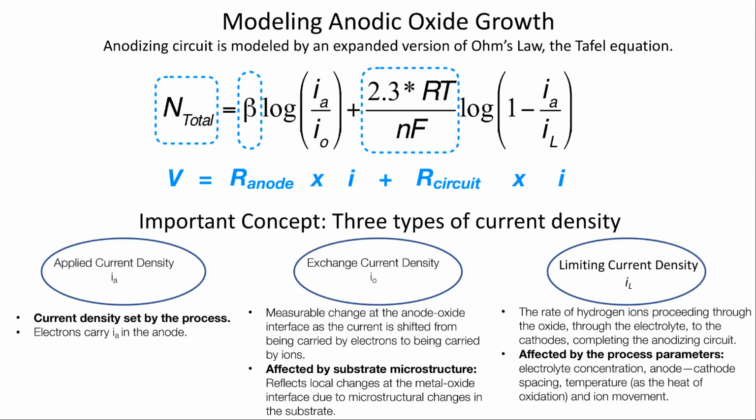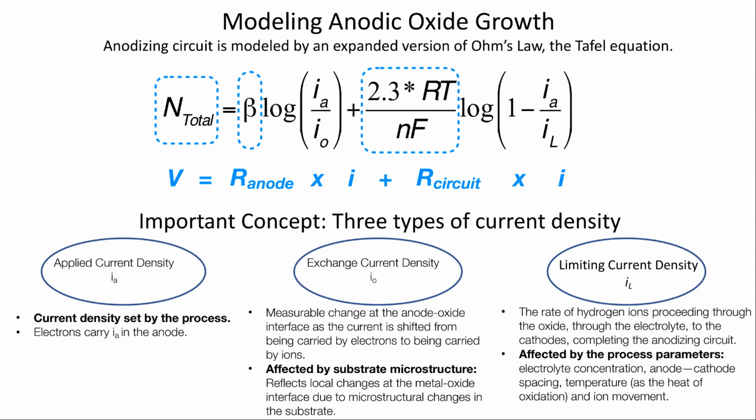So this slide may be the scariest slide for some of you for this presentation, but I promise you, everything comes together. We can model oxide growth because it follows a circuit path that obeys Ohm's law. This expanded version of Ohm's law, the Tafel equation, was specifically developed to reflect corrosion reactions. In anodizing, we are consuming aluminum in order to grow oxide. It is basically controlled corrosion.